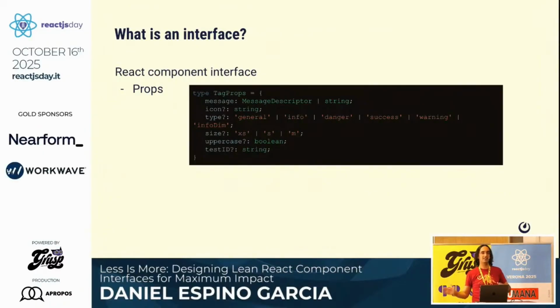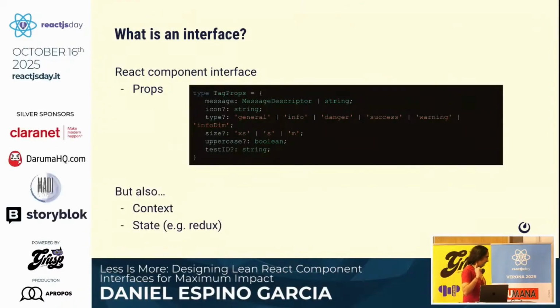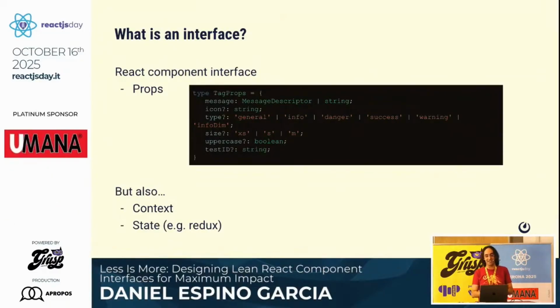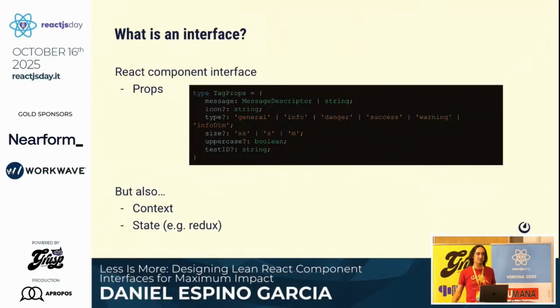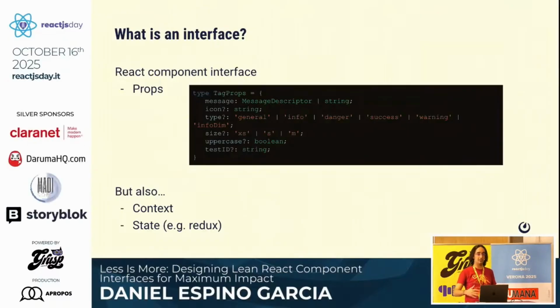But yeah, try to get as few options as possible. But also, there's the hidden part of the interface, which is the context, the state, and a few other things. But we will talk about that later. The main thing that we have to care about is the props.